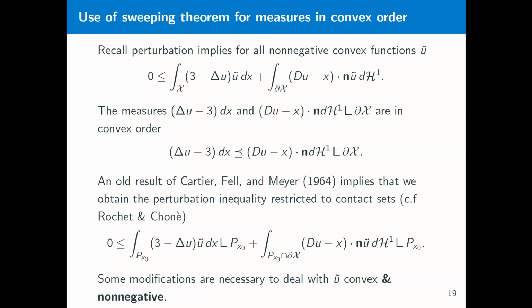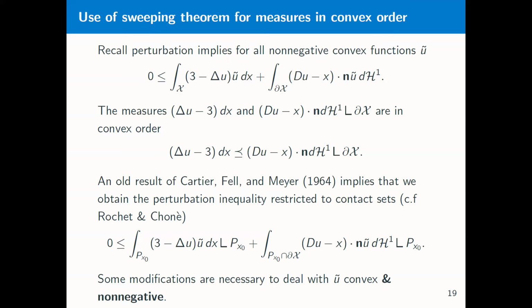And an old result due to Cartier, Fell, and Mayer says that when you've got your measures in convex order, we can actually decompose them and obtain the same perturbation inequality holds when restricted to every contact set. So there's a caveat here, which I'll say in a second, but what we previously had over the whole domain, we now get on each contact set. And I've abused some notation.